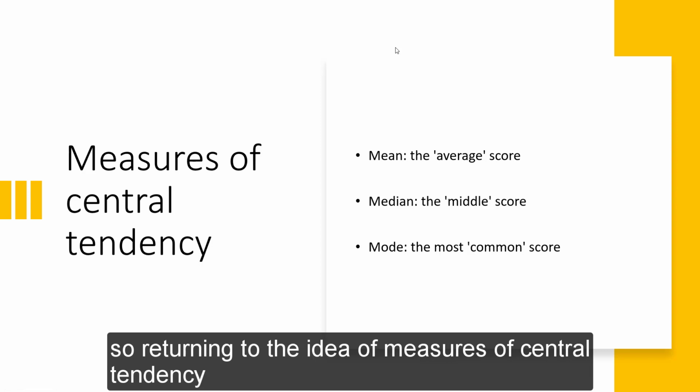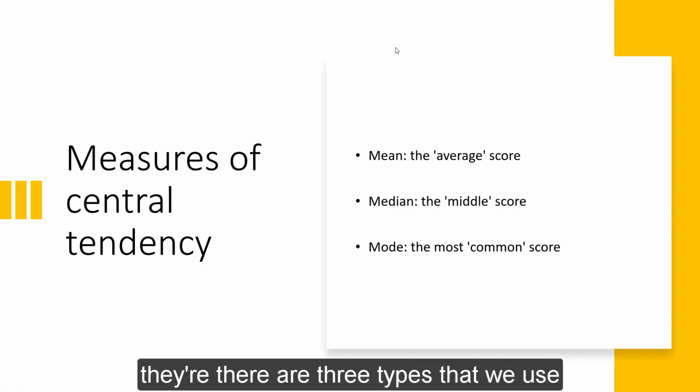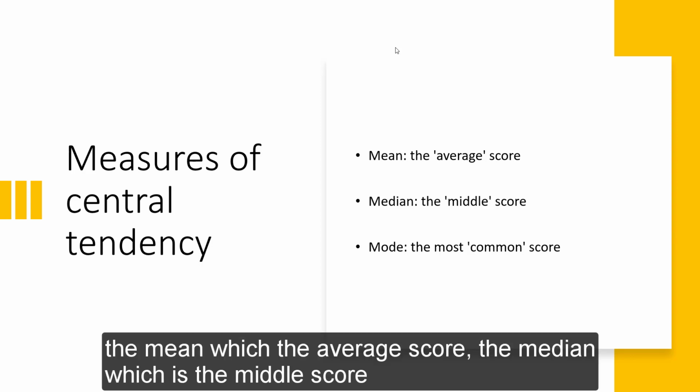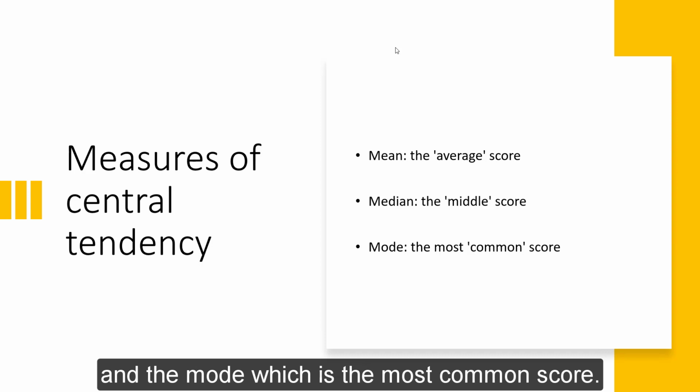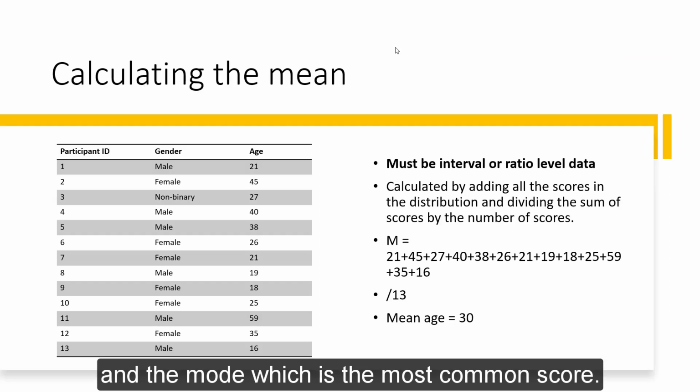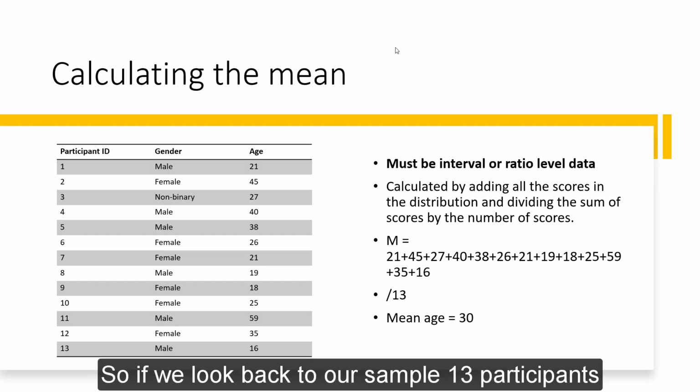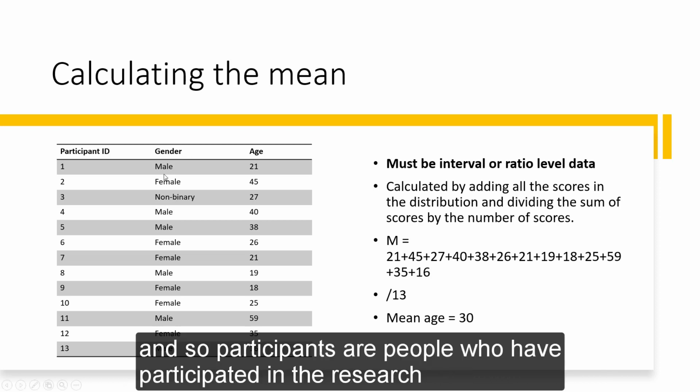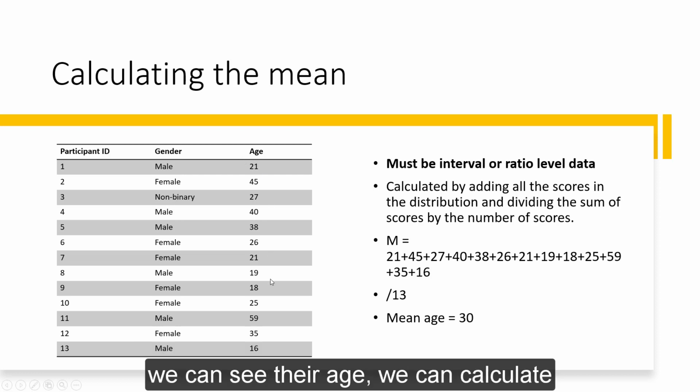So returning to the idea of measures of central tendency, there are three types that we use. There's the mean, which is the average score, the median, which is the middle score, and the mode, which is the most common score. So if we look back to our sample of 13 participants, so participants are people who have participated in the research, we can see their age.